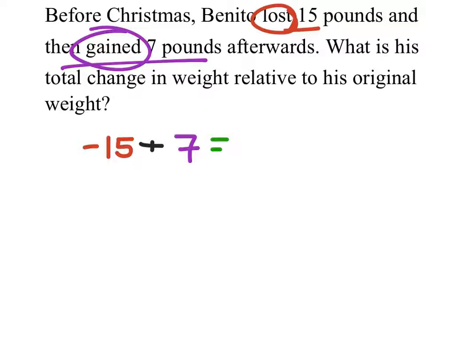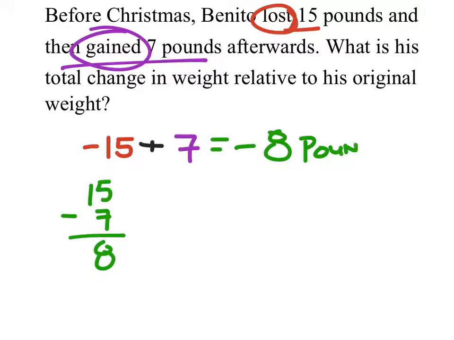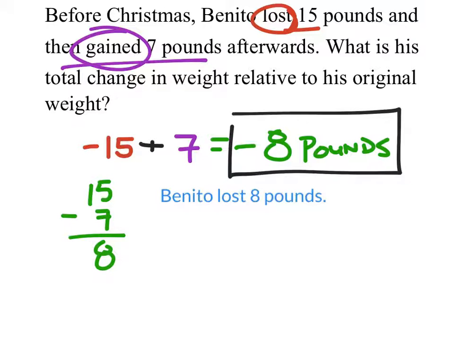And right here, I know I've got more negatives than positives, and we're adding two values with different signs. So I just keep the sign of the number that's biggest, and then I subtract the two values. Big one minus a small one. 15 minus 7 is 8. So negative 8, and again, you could just label this in pounds. Again, we could describe it as well. And just say Benito lost 8 pounds. And again, the lost part of that would come from the negative, from negative 8 pounds.